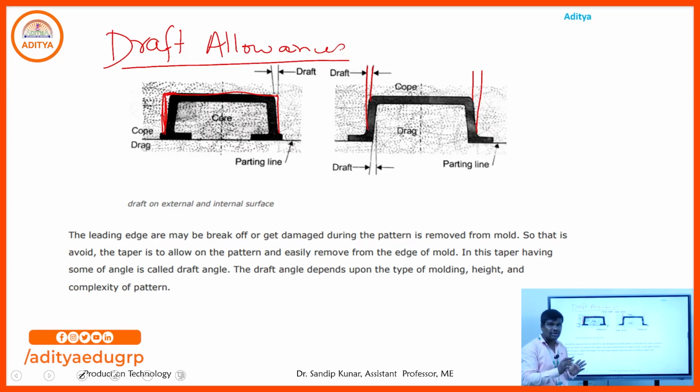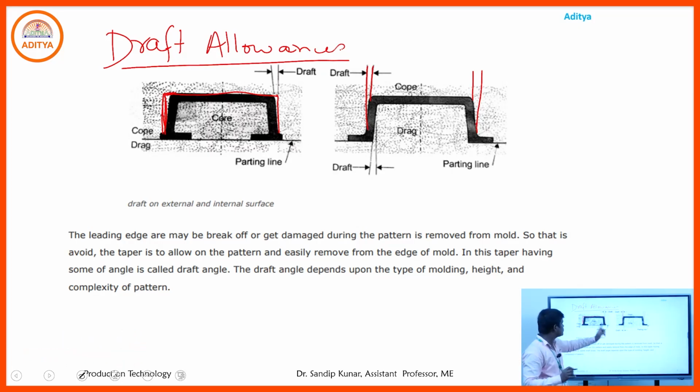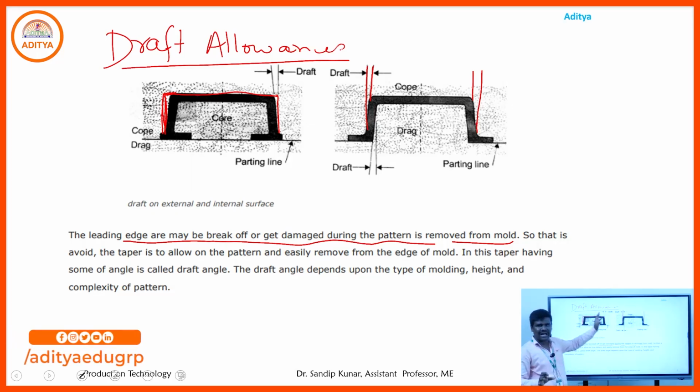So for easy removal of the pattern from the mold cavity, we provide draft on the pattern. The leading edge may break off or get damaged when the pattern is removed from the mold. When we remove the pattern from the mold cavity, the leading edge may be eroded, and due to erosion of the leading edge, the quality of the product after solidification will deteriorate. So if we provide the draft, taper or angle, the quality of the product will be better.